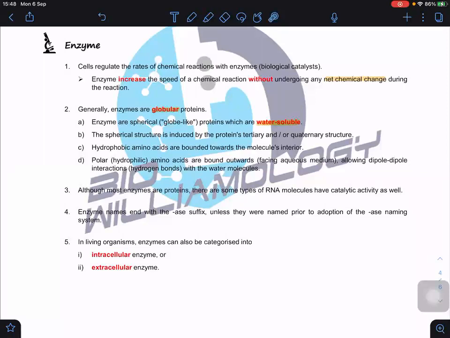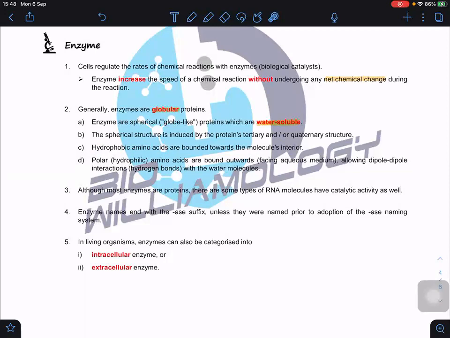So how does the structure take place? The structure is actually maintained by the tertiary structure and the quaternary structure. Very important. The spherical structure is maintained by the protein tertiary structure. Quaternary basically means that some enzymes require more than one polypeptide, so they become a quaternary protein. This spherical structure is induced by the protein tertiary and quaternary structure. Hydrophobic amino acids will be bound towards the molecule interior, and the polar amino acids bound outwards, facing the aqueous medium, allowing the formation of hydrogen bonds with water molecules, making the enzyme soluble.